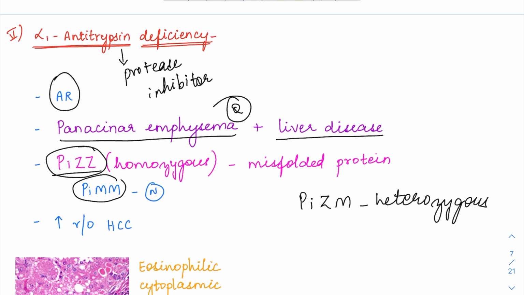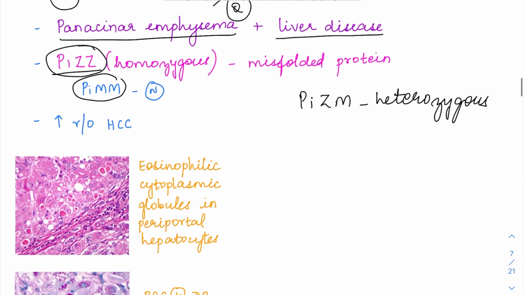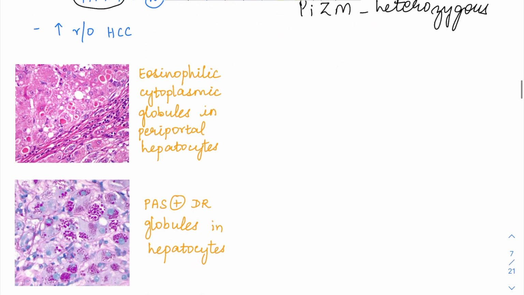The disease actually happens as a result of misfolding. So alpha-1 antitrypsin, when it is being produced, during its folding, is going to be misfolded, and misfolded proteins will be degraded by apoptosis. So it will be lost. So there is going to be deficiency of alpha-1 antitrypsin. And here again, there is going to be an increased risk of hepatocellular carcinoma.